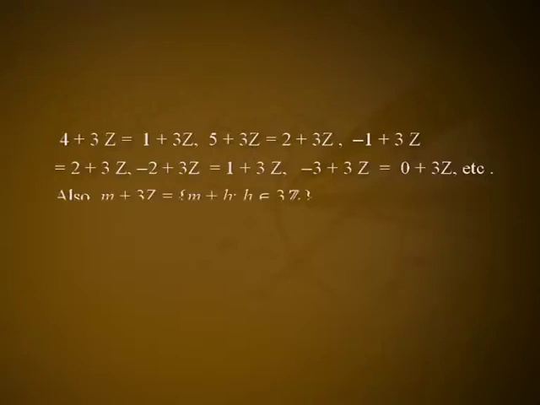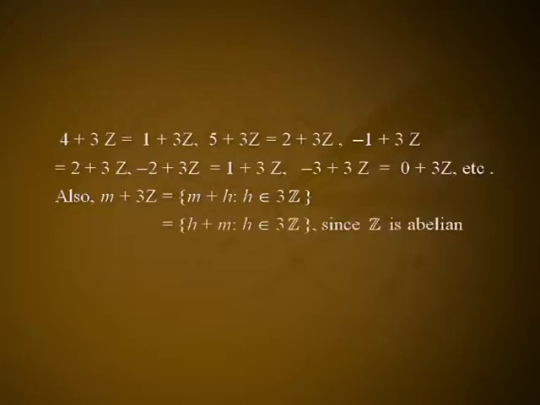Also, m plus 3Z is equal to the set of all m plus h such that h belongs to 3Z, which is equal to the set of all h plus m, h belongs to 3Z, since Z is abelian under addition, which is equal to 3Z plus m. In particular, 1 plus 3Z is equal to 3Z plus 1, etc. Since Z is abelian, the left coset m plus 3Z and the right coset 3Z plus m are the same. So, the partition of Z into right cosets is the same as the partition by left cosets.